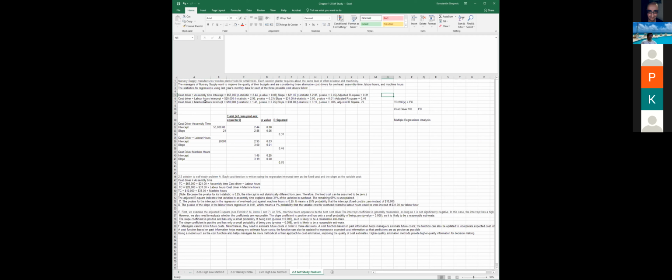It's basically measuring, is that driver relevant to assembly time in this case? So R squared, 31%. That's low. So it's not correlated. The higher the R squared, the better the correlation. So your cost driver for machine hours is 70% R squared. So much better. So machine hours is a much better measure. So are you clear that R squared is measuring the correlation of your coefficient, which is machine hours, labor hours, and assembly time.